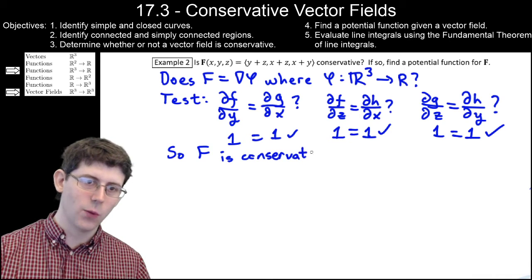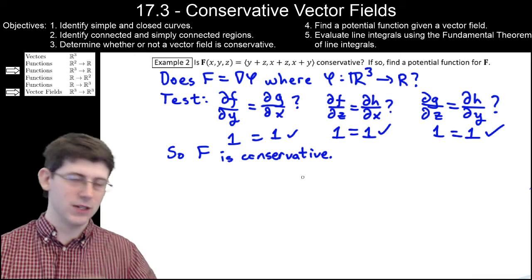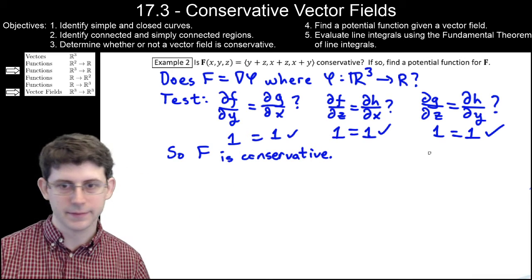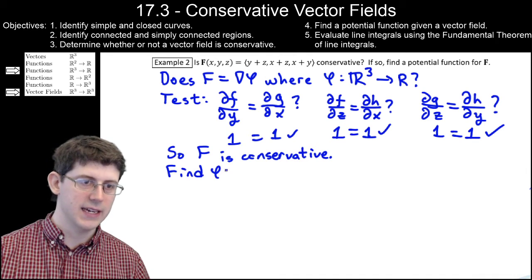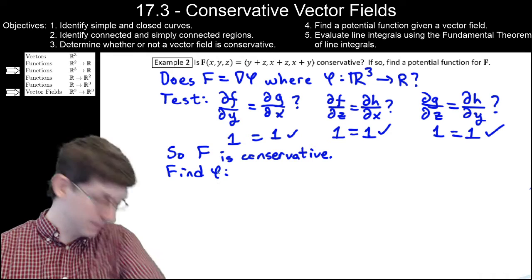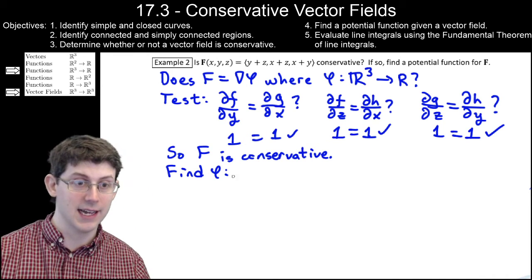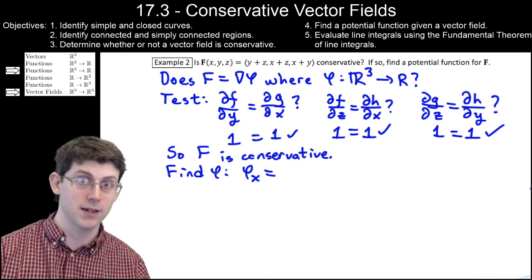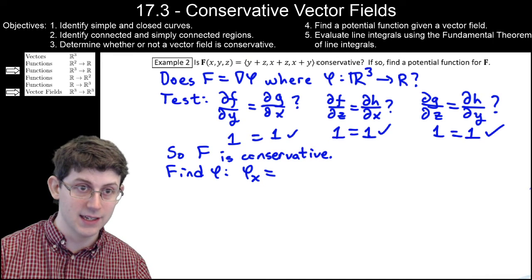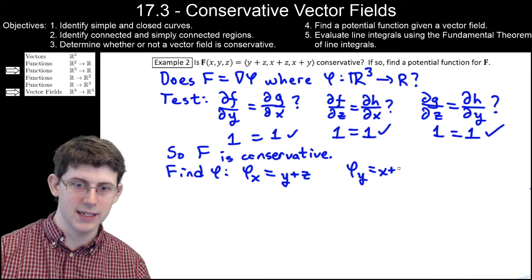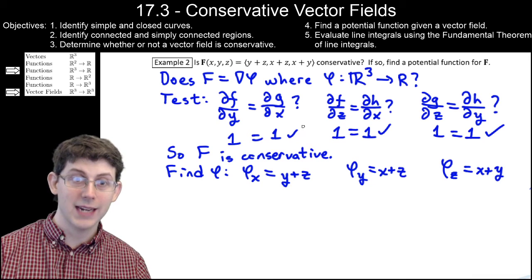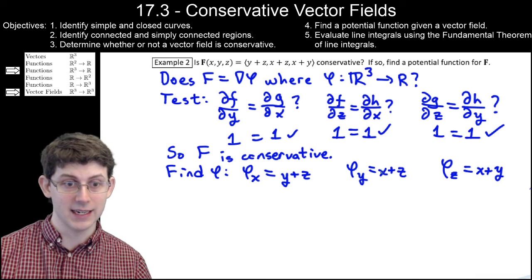Essentially, there's some quantity that is conserved when you move through this field. What is it? Well, you have to go find it. And you find it piece by piece. To find phi, you take the x integral of the x slot, because supposedly there's this function where the gradient of phi equals all this. So supposedly phi x is y plus z. Supposedly phi y is x plus z. And supposedly phi z is x plus y. We are guaranteed that the function exists. We just have to find it.